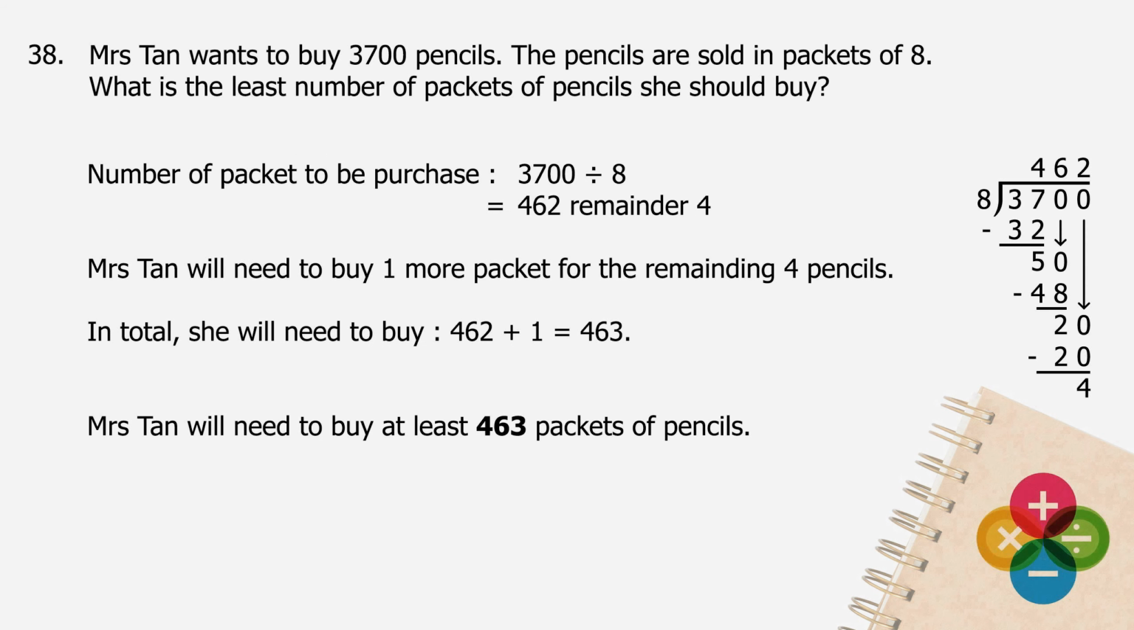The number of packets to be purchased will be, divide 3,700 by 8, and the quotient is 462, remainder 4. Mrs. Tan will need to buy 1 more packet for the remaining 4 pencils. In total, the number of packets she will need to buy will be, add 462 to 1, and the sum is 463. Mrs. Tan will need to buy at least 463 packets of pencils.